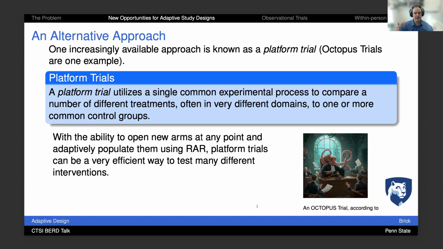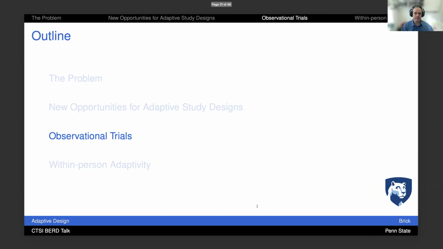Again, these trials are really neat, and they can be done very, very well, but they require a lot of infrastructure to make work. You can't just show up and say, hey, we're going to do a platform trial with 12 different arms. Let's go. Right. There's a lot of planning and a lot of pre-design that has to go into these things.